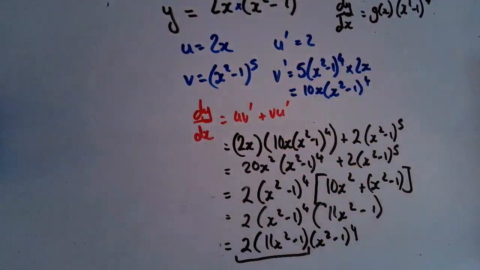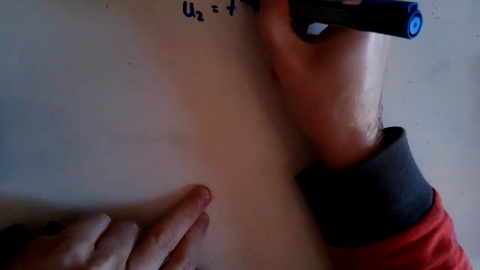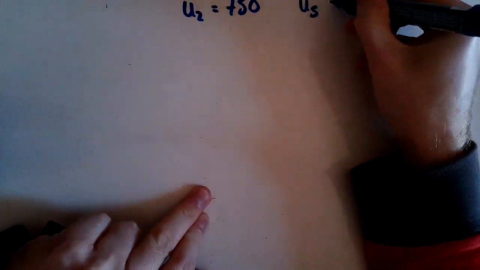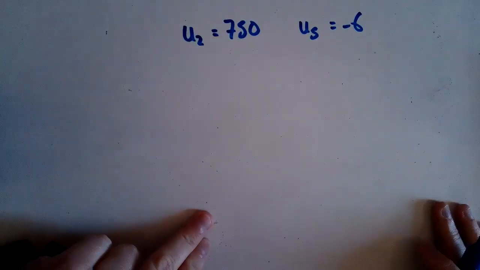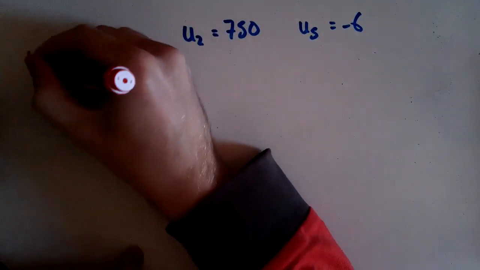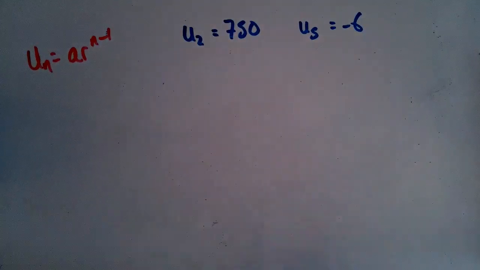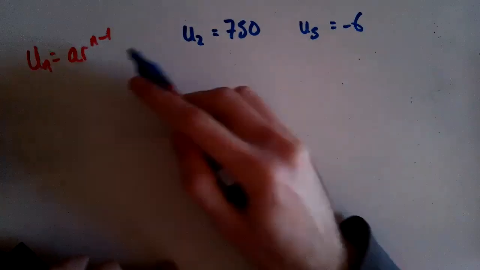So number 4 next. We have a geometric sequence. Second term is 750, and fifth term is -6. And I want us to find the common ratio. So for this, our knowledge, we need u_n equals ar to the n minus 1. That's our knowledge. So I'm going to use that to get me an expression for the second term.